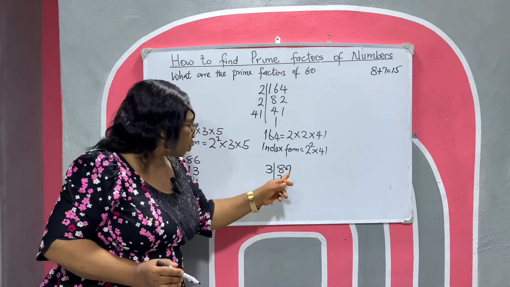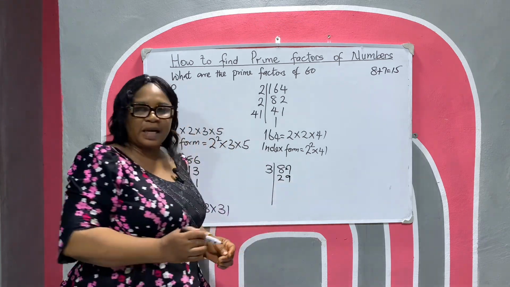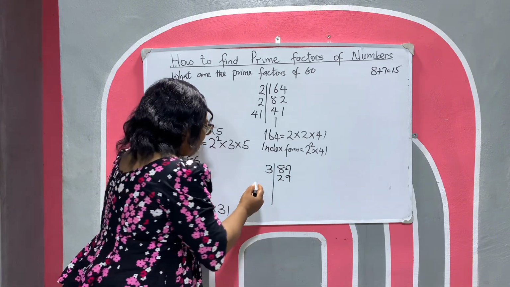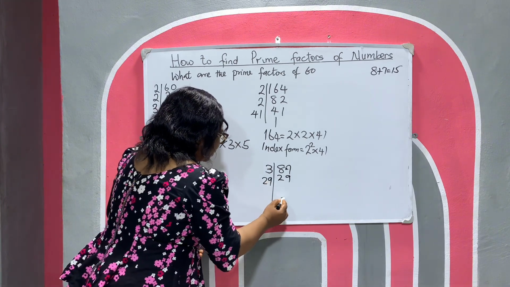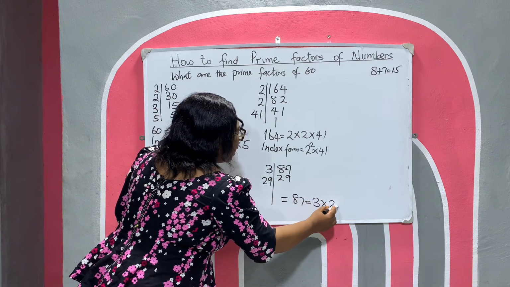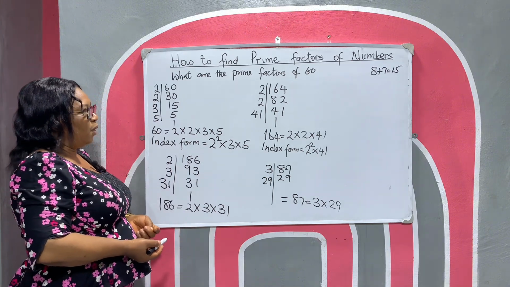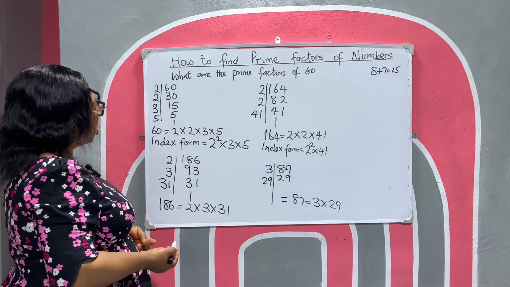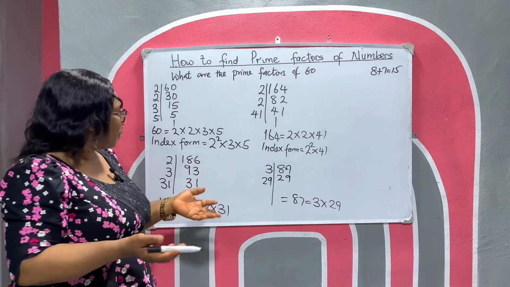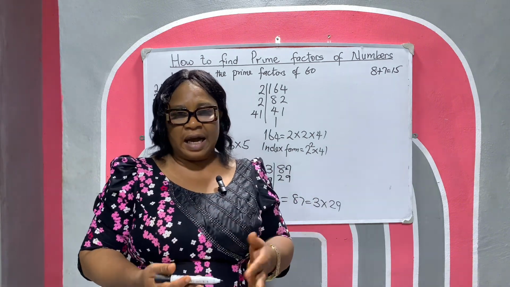And it becomes 27. 3 divided into 27 will give us what? 9. And can you see that? 29 is a prime number. So we have 29. And what do we have? 87 equals 3 times 29. You see it now. So we have gotten the knowledge of how to find prime factors of numbers, in case we are asked to leave our answer in index form.